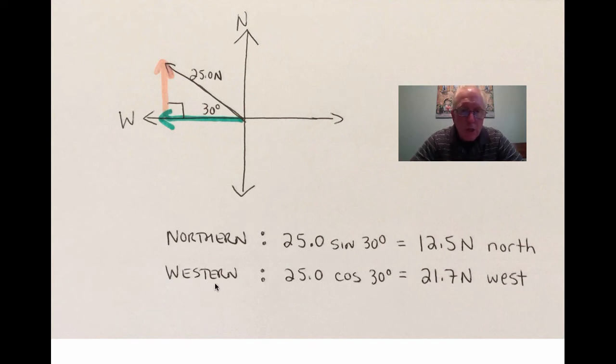Okay, the western component over here, since it is adjacent to the angle, will involve the cosine. So 25 multiplied by the cosine of 30 degrees gives me that western component that I showed you earlier. So there's the resolution of vectors. And we'll be using that a lot.